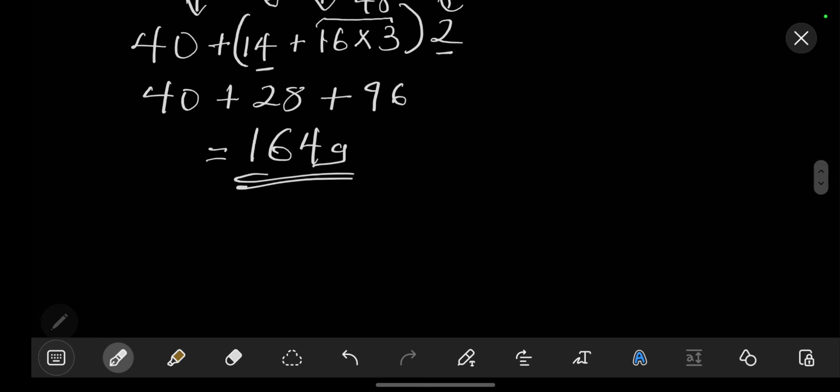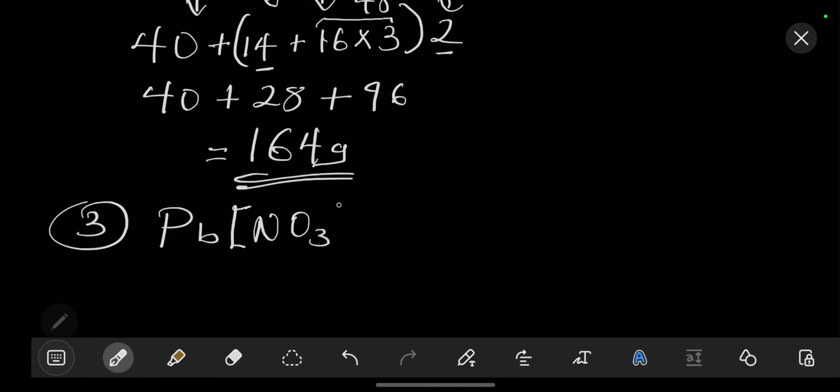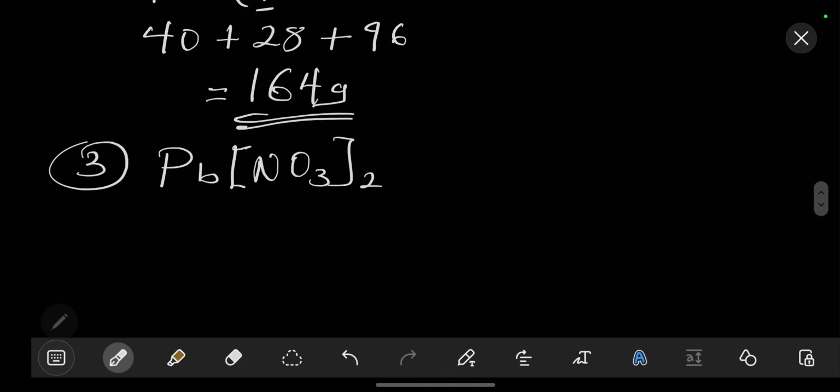Now let's look at the last question under this, very important. So let's do lead 2 trioxonitrate. That's Pb(NO3)2. Now the mass number of lead. Now it is imperative that you know mass numbers of elements, because if you don't know the mass numbers of elements, you won't be able to get them correctly. So know mass numbers, extremely important.